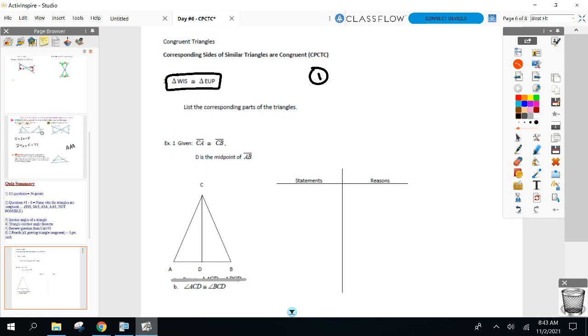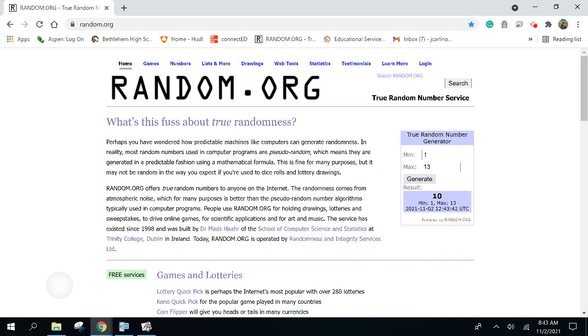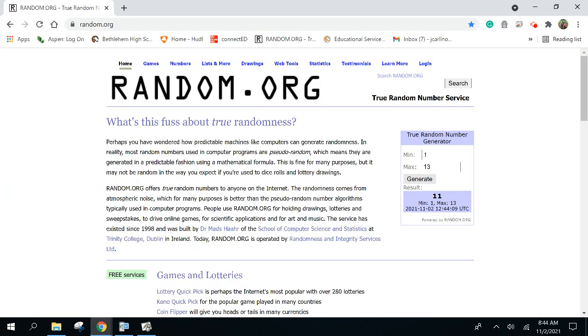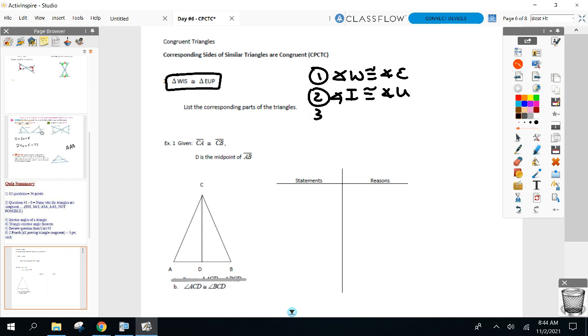10, give me one pair. There we go. Angle W congruent to angle E. Why are they congruent? Because the triangles are congruent, and these are corresponding parts. 3. Angle I and angle U. You guys are going easy on me here. Next. 11. Angle P. All right, those 3 took the easy route there.